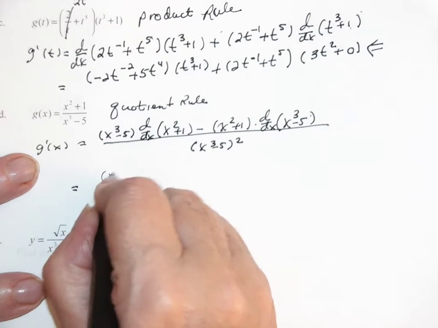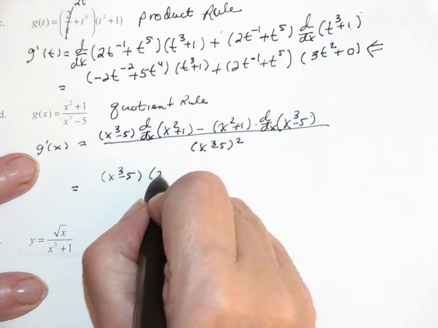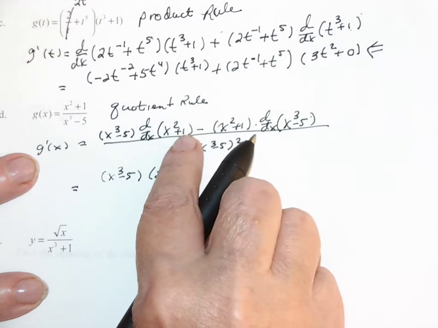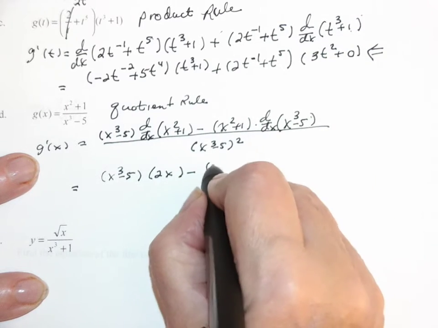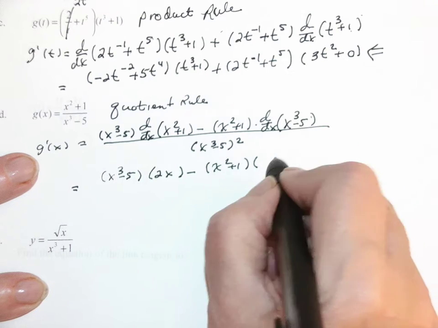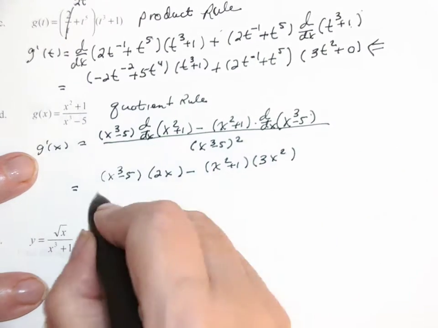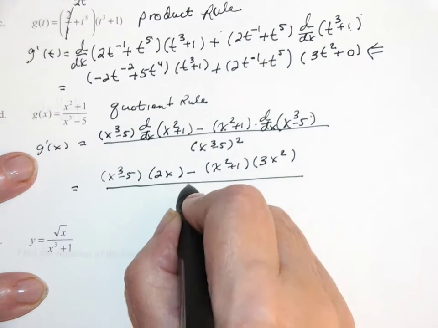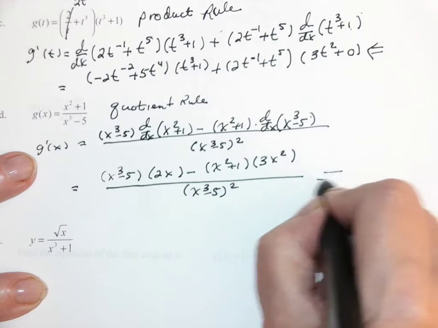So this is x cubed minus 5. The derivative of x squared plus 1 is just 2x, because the derivative of 1 is 0, minus x squared plus 1. The derivative of x cubed is 3x squared. Derivative of 5 is just 0, all over x cubed minus 5 squared.